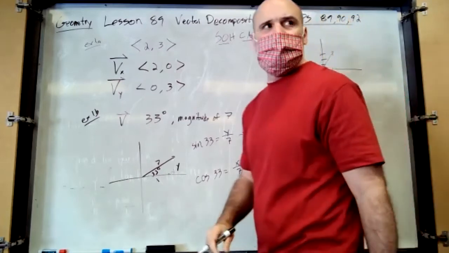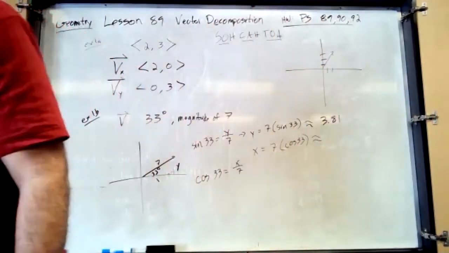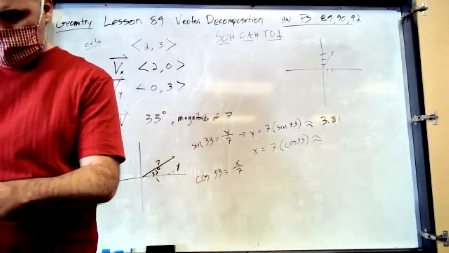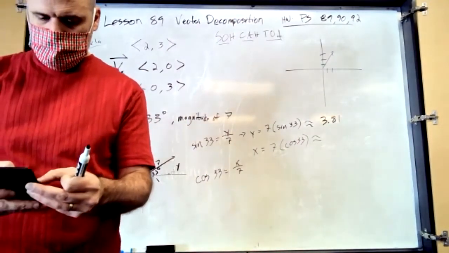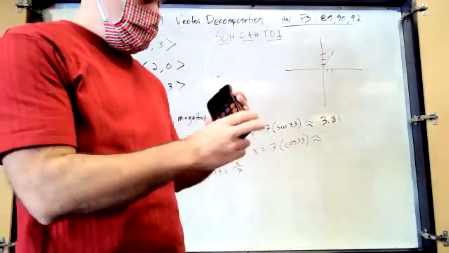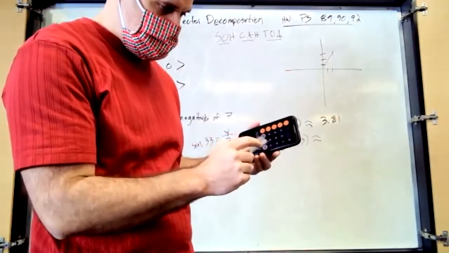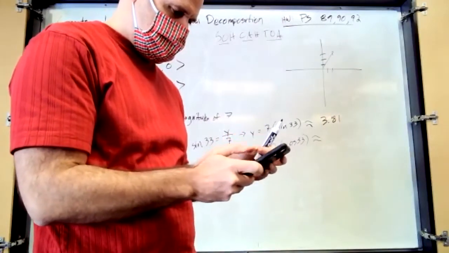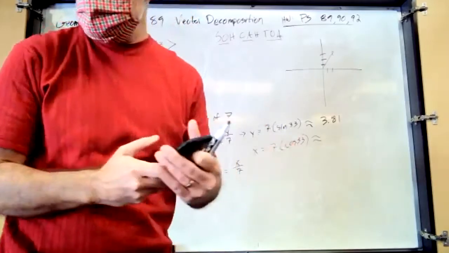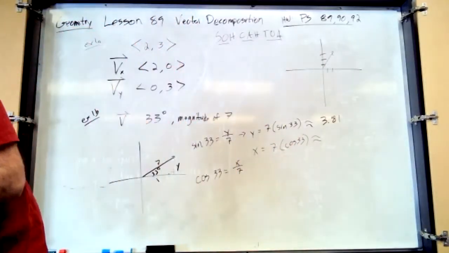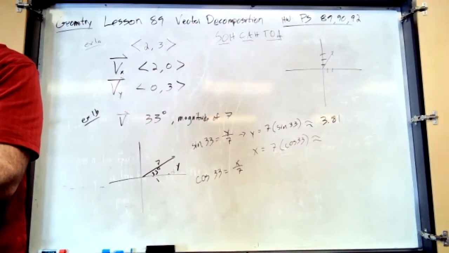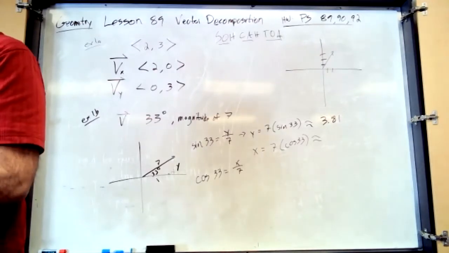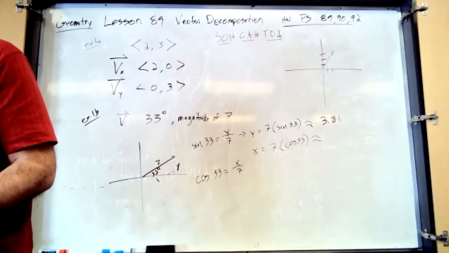You got what? Let me double check my answer too. Yeah, I'm getting 4.02. Okay, I think you just tried sine of 33 times 7, right? I think something's not working here, girls.